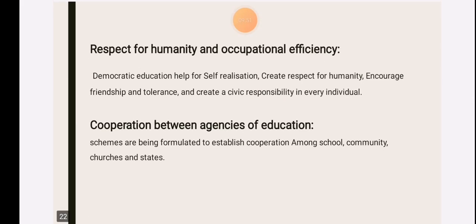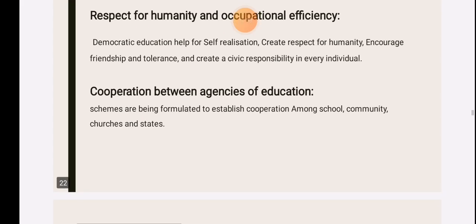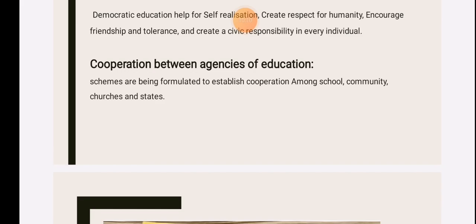Then respect for humanity and occupational efficiency, which means democratic education helps self-realization, creates respect for humanity, encourages friendship and tolerance, and creates a civic responsibility in every individual. The next principle is cooperation between agencies of education.